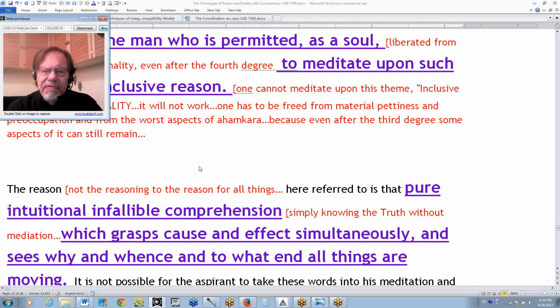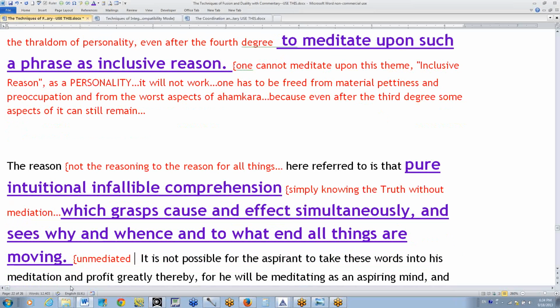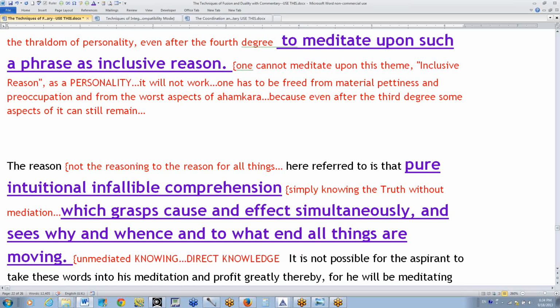It grasps the cause and effect simultaneously and sees, in any context of interacting factors, why this condition exists, whence it came, what did it arise from, and to what end or configuration or pattern it is moving. And this is really a form of, let's call it unmediated knowing, or in Master Morya's words, direct knowledge. Infallible, pure, intuitional, infallible comprehension.